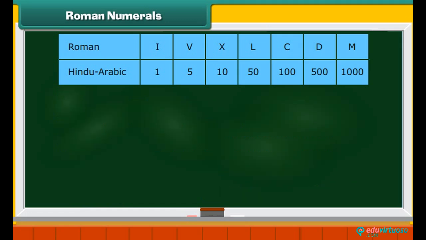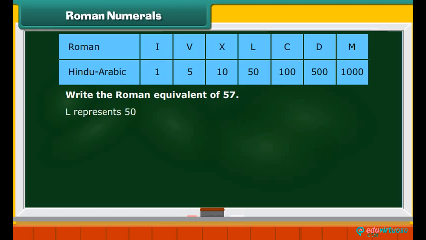Now, let us form Roman numerals from Hindu Arabic numerals. Write the Roman equivalent of 57. L represents 50. V represents 5. Double I represents 1 plus 1, that is 2. Therefore, 57 is equal to LVII.